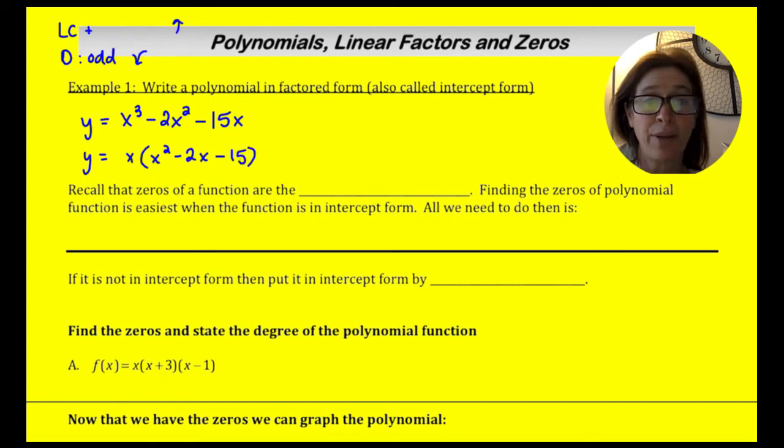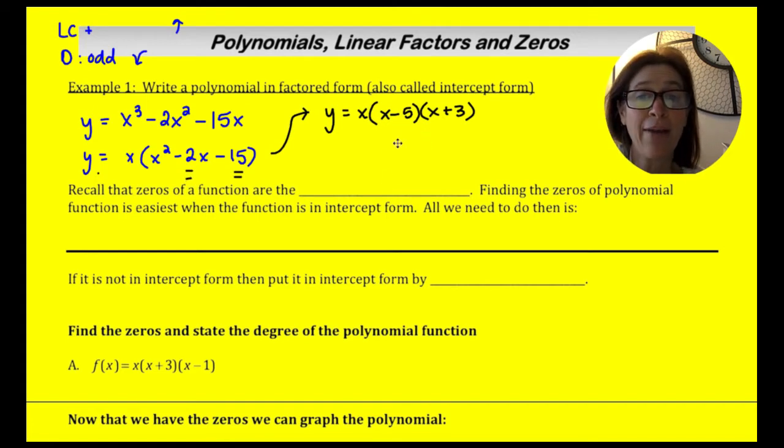Recognizing I have a trinomial that's a quadratic, and I can factor that further. So let me come up here. x minus 5, x plus 3. Remember, we're looking for the factors of 15 that add to negative 2. Okay, so now I have this in factored form. So what does this do? Well, it tells me more about my graph. It tells me where my x-intercepts are.